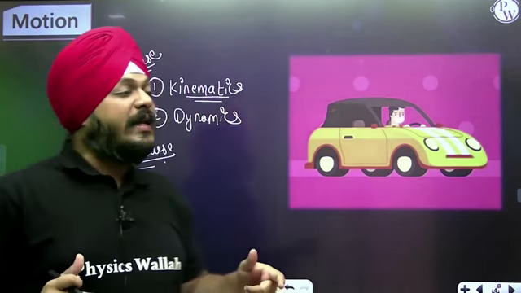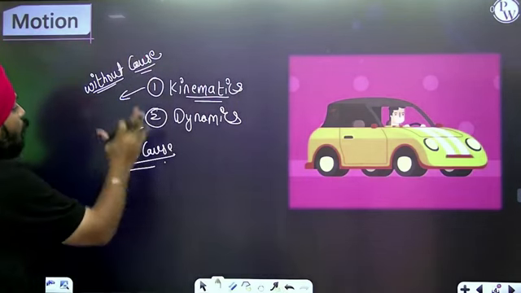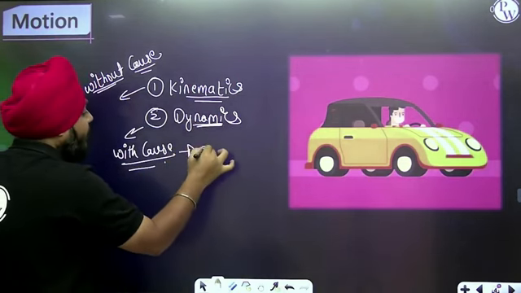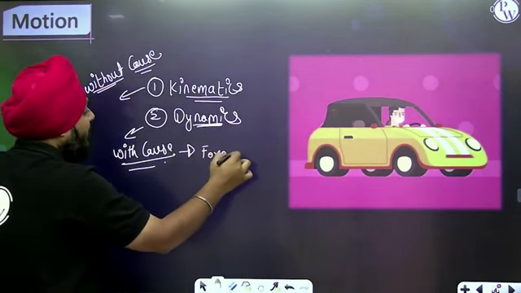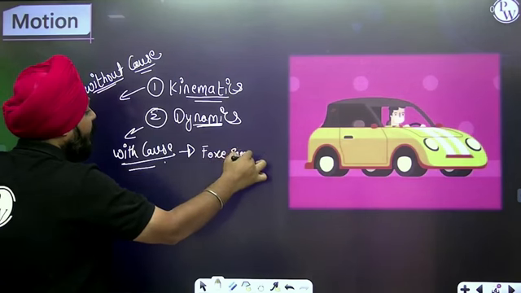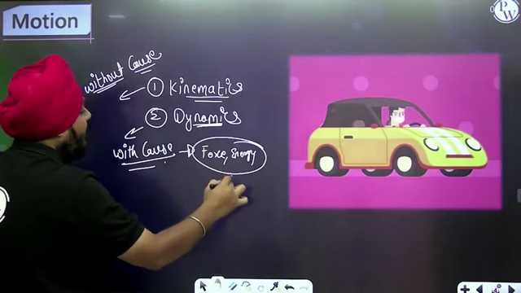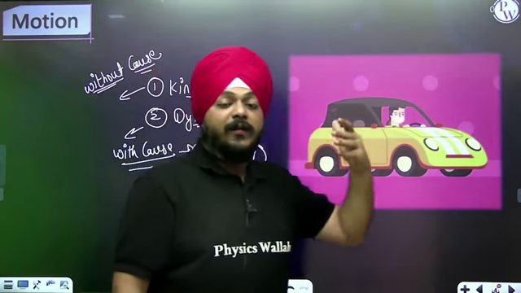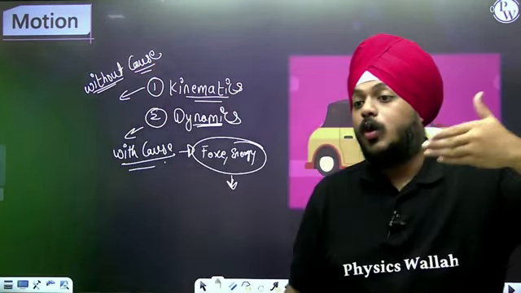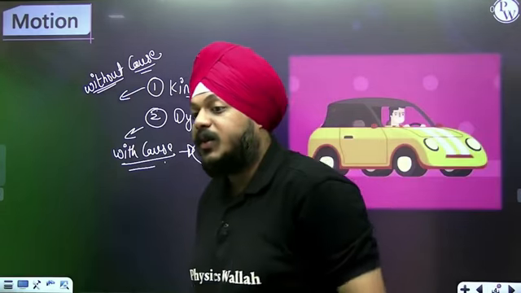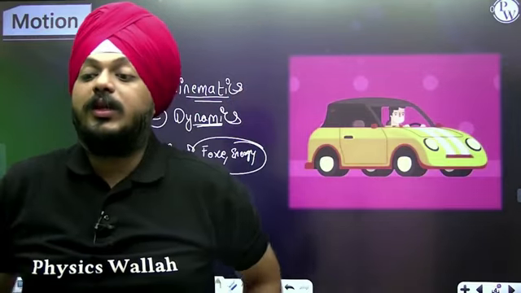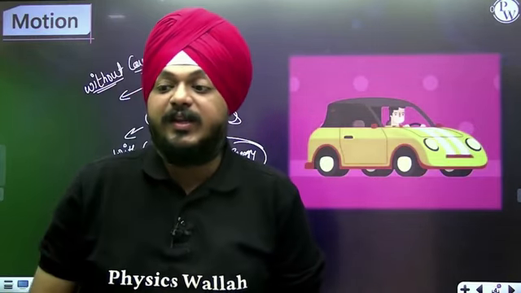So basically kinematics is without cause, dynamics is with cause. With cause means we are going to deal with force, we are going to deal with energies, the work energy theorem and lots of things. In another sense, we are going to study the cause of the motion and its respective applications.